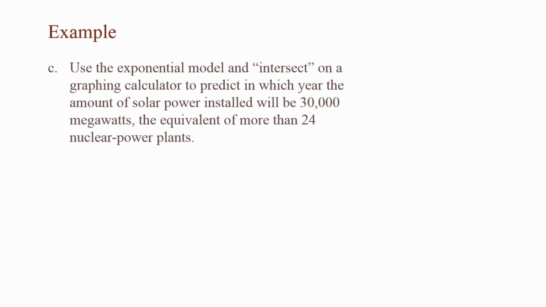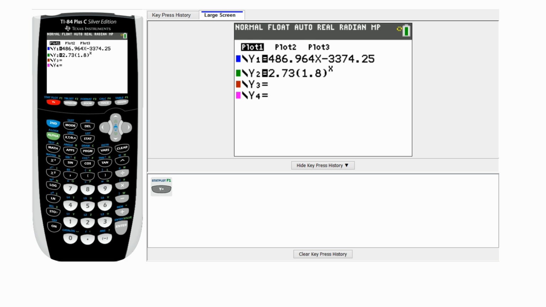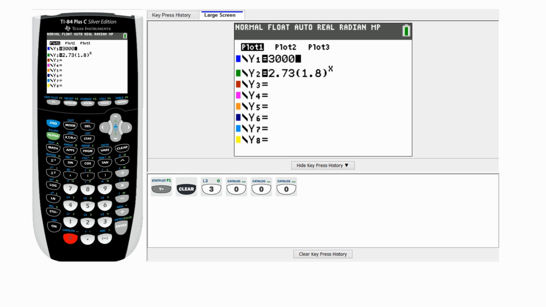Part C. Use the exponential model and intersect on a graphing calculator to predict in which year the amount of solar power installed will be 30,000 megawatts, the equivalent of more than 24 nuclear power plants. We can use intersect if we let y equal 30,000. Moving to our calculator, we want to go to y equals. Since our model didn't fit the linear equation in y1, we can get rid of that, clear, and put our y equals 30,000 there.